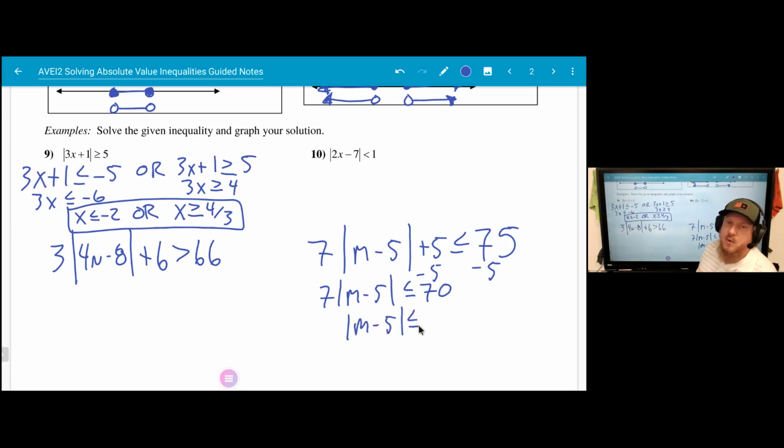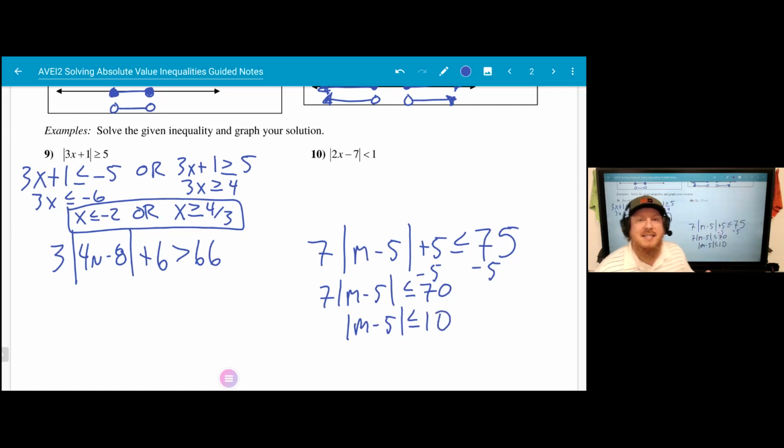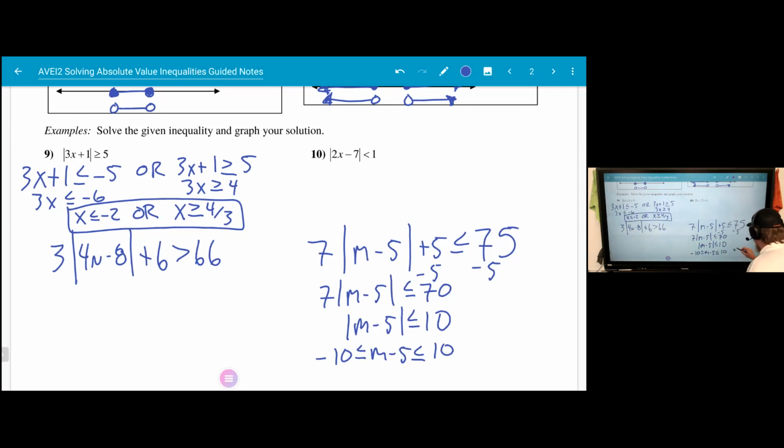It is at this point where I make my decision, because now I've isolated and I have less than or equal to. This is a case of an "and." So I'm going to write it out like this. I've got negative 10 less than or equal to m minus 5, which is less than or equal to 10. I'm going to add 5 to everything. I'm going to end up with negative 5 is less than or equal to m, which is less than or equal to 15. And that is my solution.